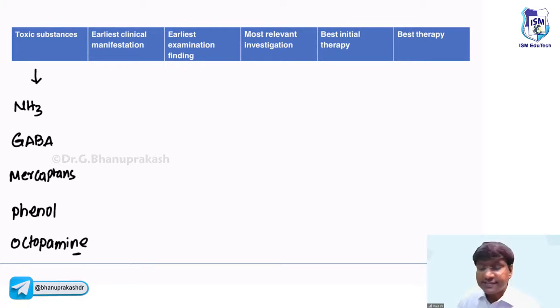And what is the earliest clinical manifestation that you will have in patients with hepatic encephalopathy? Please remember, the earliest clinical manifestation is reversal of sleep rhythm. What do you mean by reversal of sleep rhythm? Throughout the day, the patient will be sleeping, and throughout the night, the sleep is lost. There is reduced sleep during the night and increased sleep during the day. That is what is called reversal of the sleep rhythm. And what is the earliest examination finding? The earliest examination finding is what is called constructional apraxia.